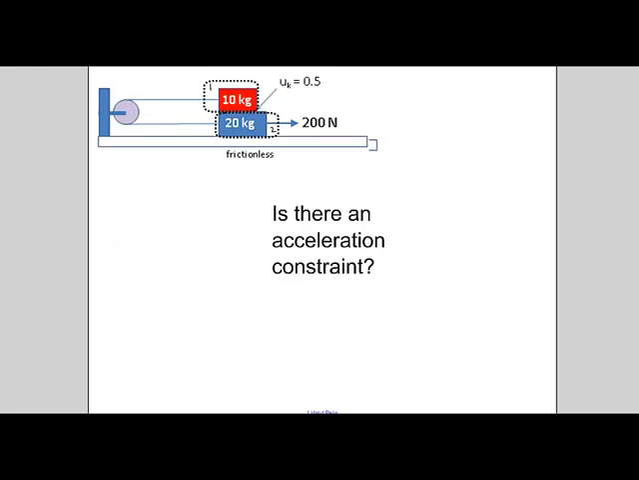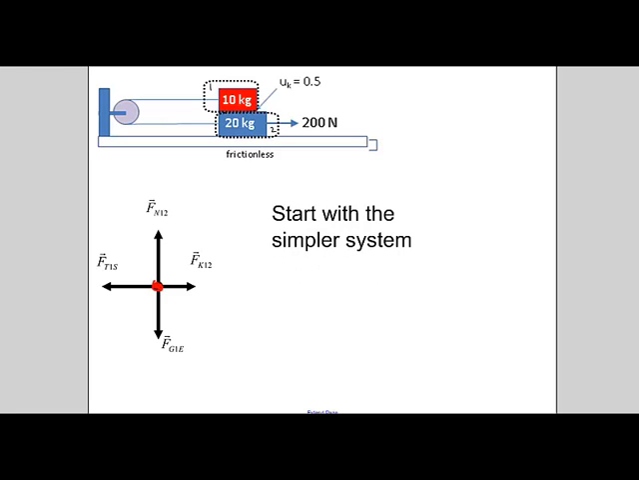One of the first questions we ask ourselves is, what's a logical system, and is there an acceleration constraint? It's pretty obvious that we should deal with this with two systems, and we'll just call them 1 and 2. Does the acceleration of the two systems have to be the same in magnitude? The answer is yes, right? There's no way these can move at different accelerations. Physically that doesn't make any sense. That's going to come in later, but we should identify it when we're first thinking about the problem.